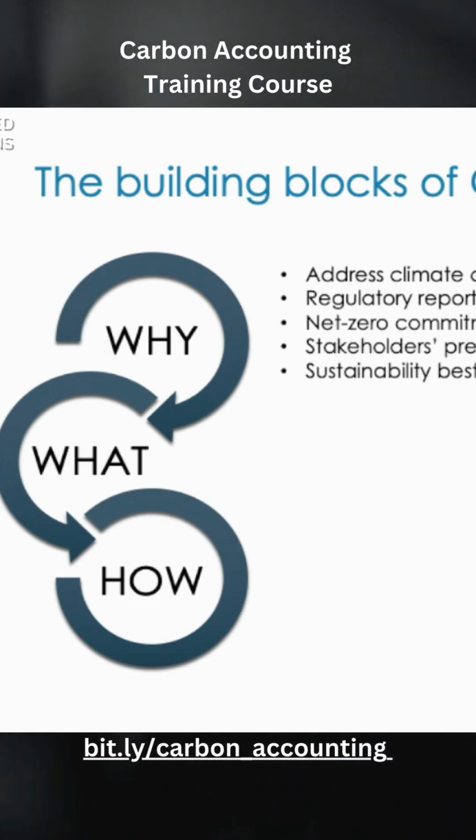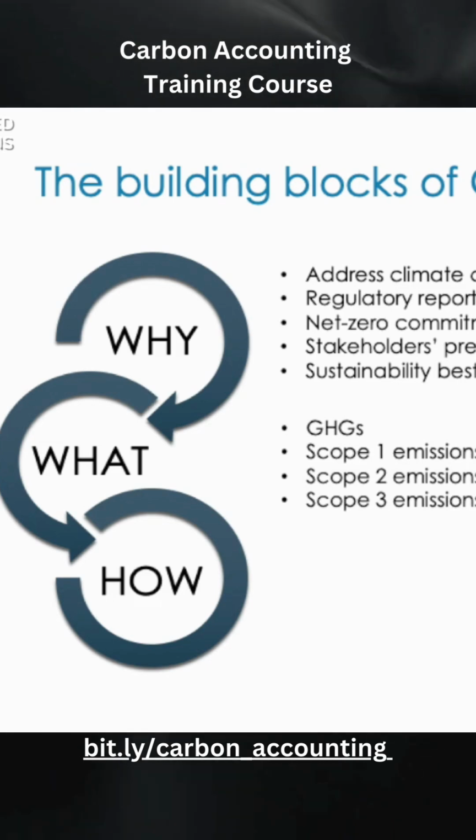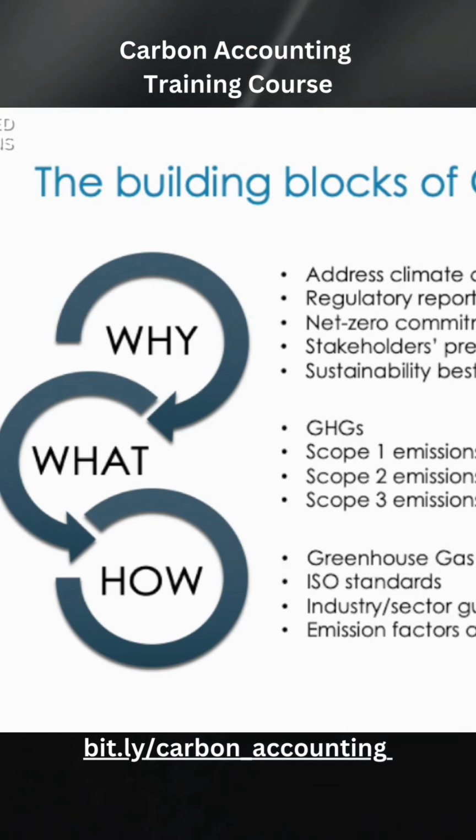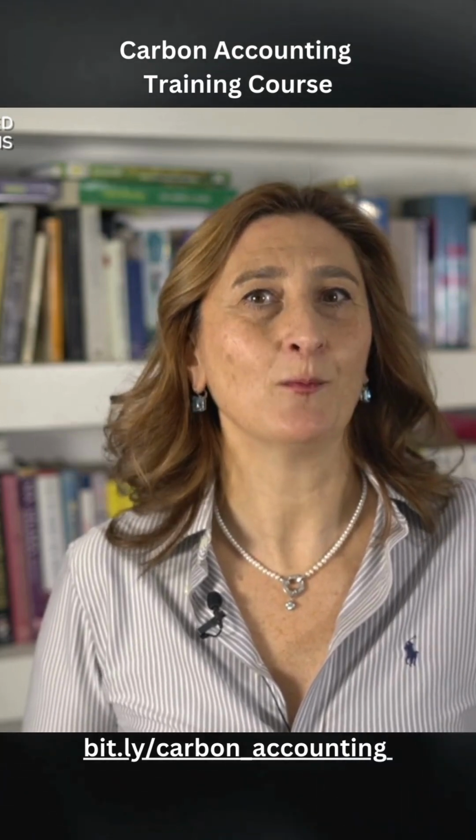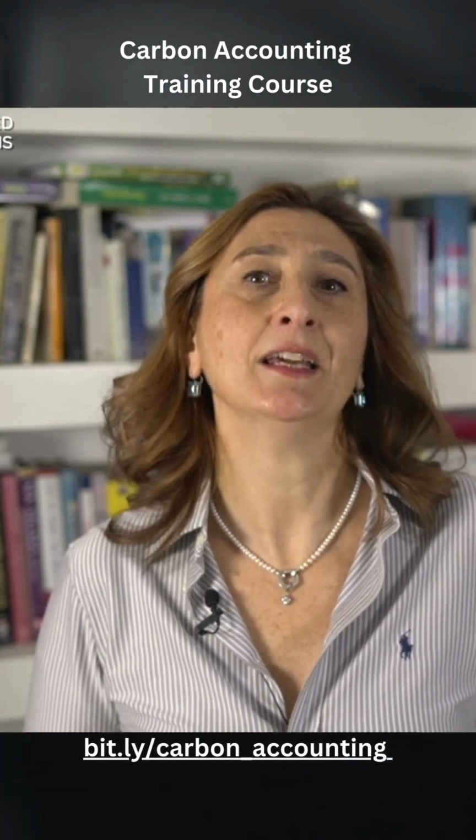That's the main why. Then we know what exactly we need to measure. We need to monitor emissions of certain greenhouse gases, and we need to report them as direct and indirect emissions, which are split into 3 emission scopes. Finally, the how of carbon accounting. This is where we have standards and methodologies which we can use to guide us through the measurement of these emissions. So let's get started and look at the why, the what, and the how of carbon accounting in more detail.